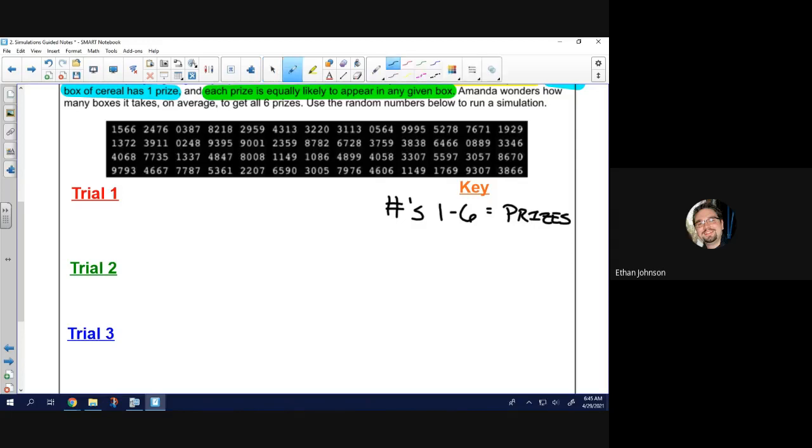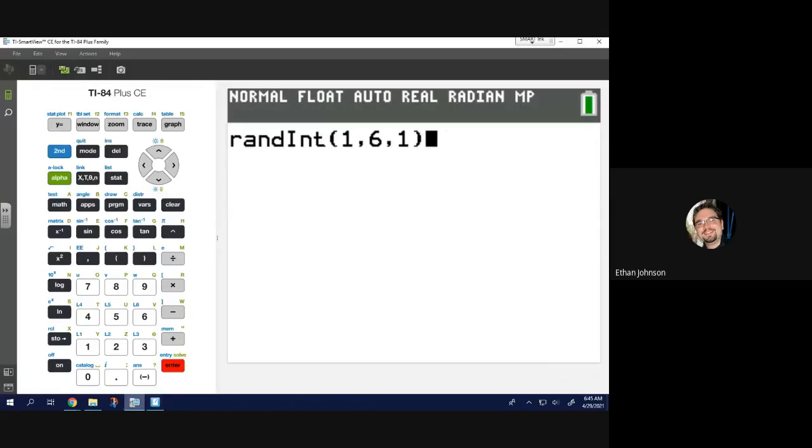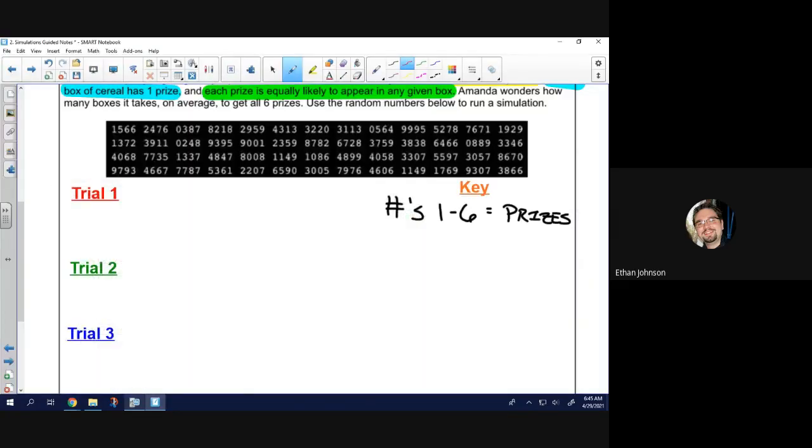So we're going to, under trial 1, list out what prizes she gets. And we're going to want to make sure she gets all 6 prizes. So all I'm going to do on the calculator is hit enter. First number is a 6. And I'm going to underline it because this is the first time we got a 6.